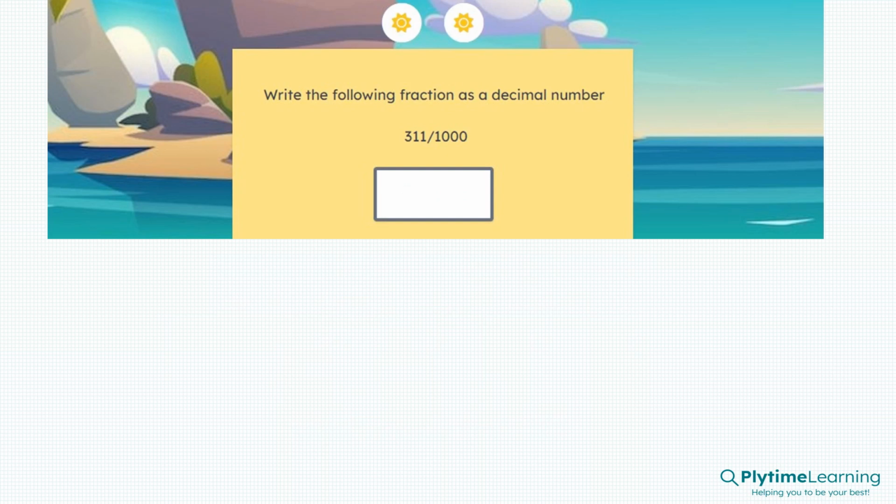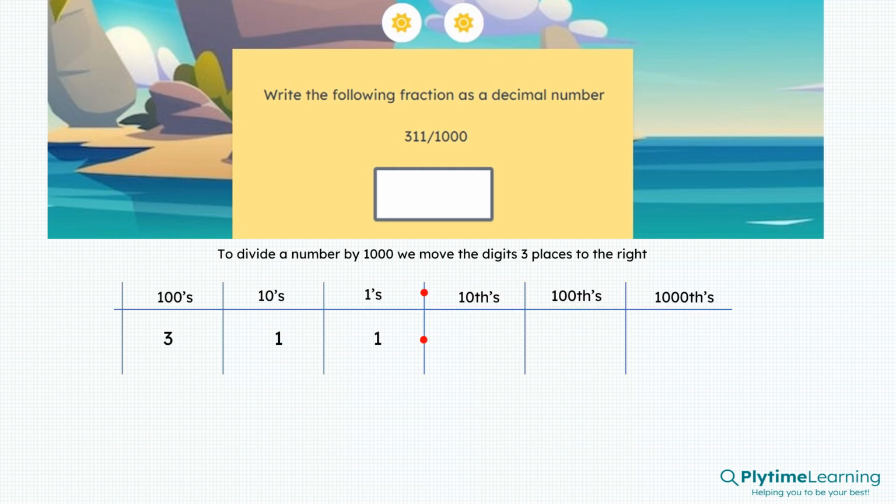What about this one? Write the following fraction as a decimal number, 311 over 1000. To divide a number by 1000, we move the digits 3 places to the right. So 311, 1, 2, 3 places to the right. And then we fill our placeholder with 0, the 0 in the ones column. So 311 over 1000 equals 311 thousandths, or 0.311. We'd write in the answer box 0.311.